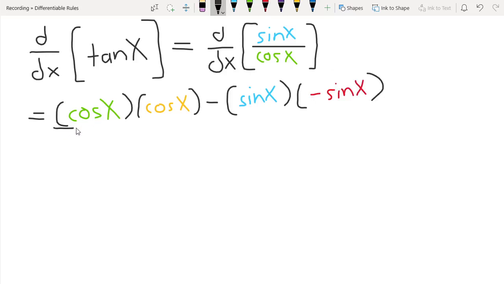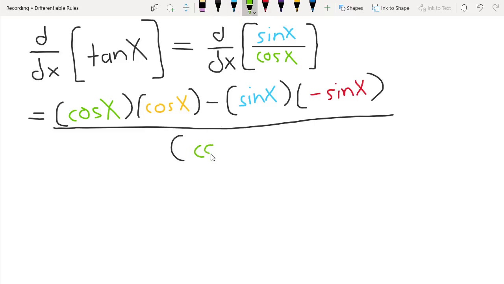And then we would divide this all by low squared, which in this case is cosine of x, so that can be written as cosine of x squared.